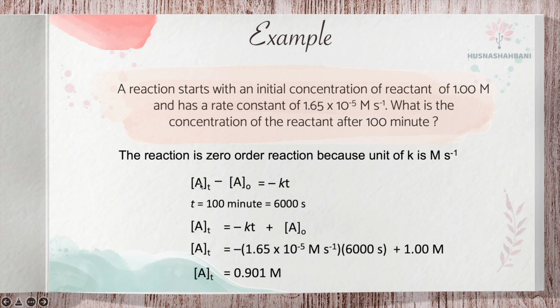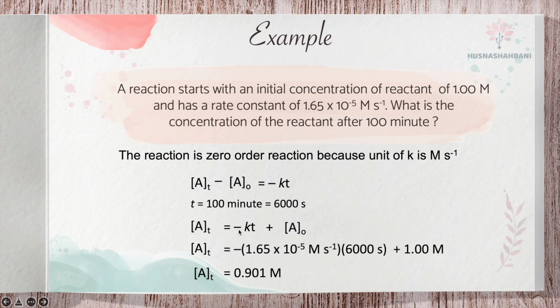This is the zero order equation: A t minus A naught equals negative K t. So our t, 100 minutes, must be changed to seconds first because the constant is in seconds. So 100 minutes is equal to 6,000 seconds. We don't have A t, we need to find the concentration after 100 minutes. So this is the concentration at a particular time that we need to determine.